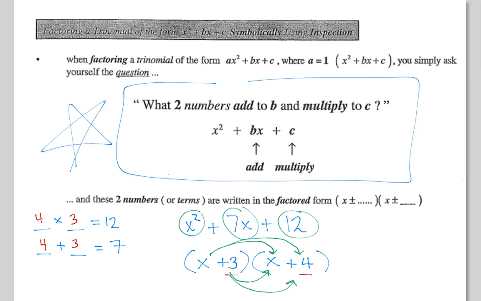So that's factoring trinomials when a is 1. See this 1 right here? This is how you factor trinomials when a is 1. I call this one actually inspection. That's what I call it. That's what I will be calling it. Because you just have to inspect the numbers. Like, I think it's going to be these numbers. Inspection. 3 and 4. Any questions before we move on?